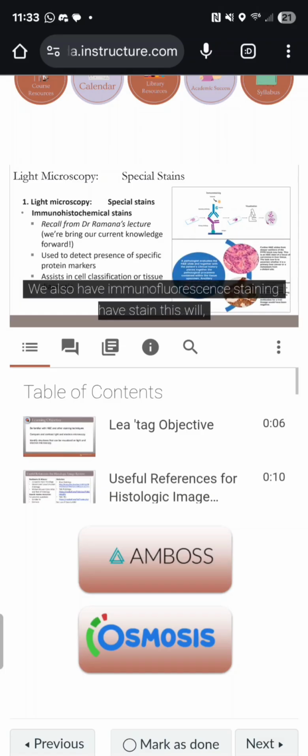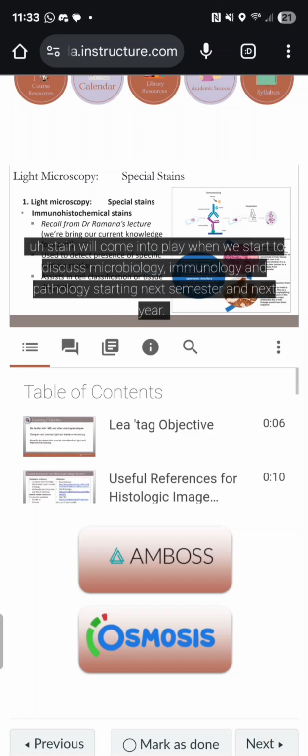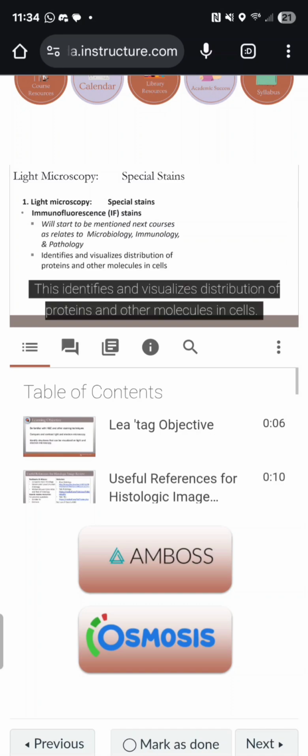We also have immunofluorescent staining, IF stain. This stain will come into play when we start to discuss microbiology, immunology, and pathology starting next semester and next year. This identifies and visualizes distribution of proteins and other molecules in cells. It uses fluorescent dyes tagged to antibodies, which will bind to antigens in the sample.